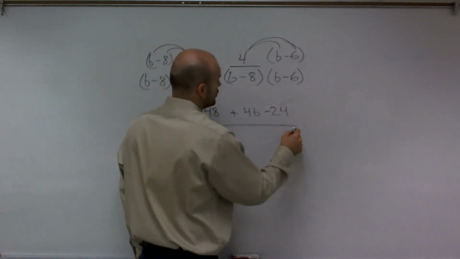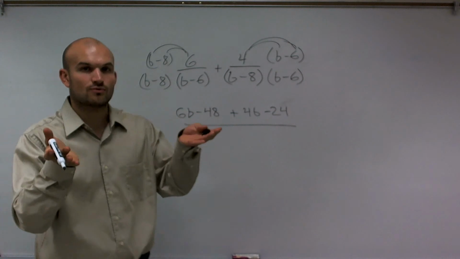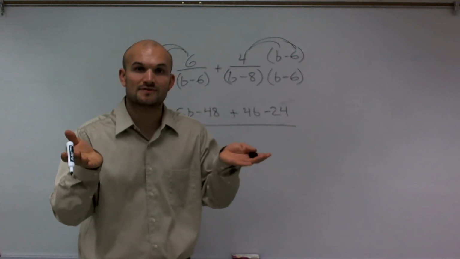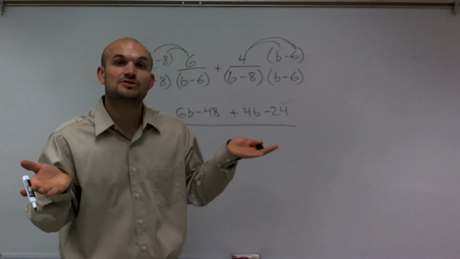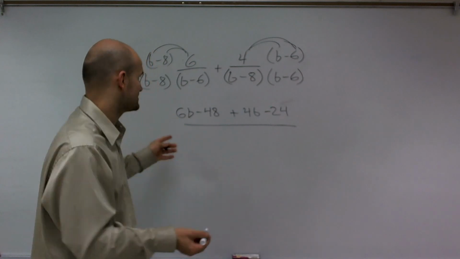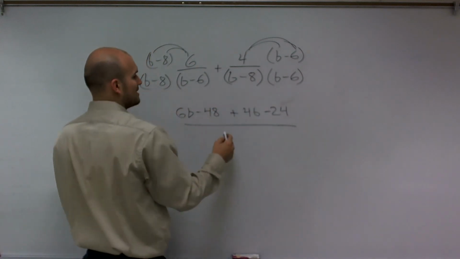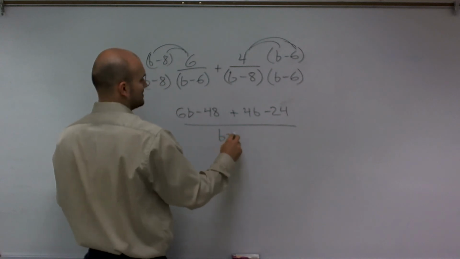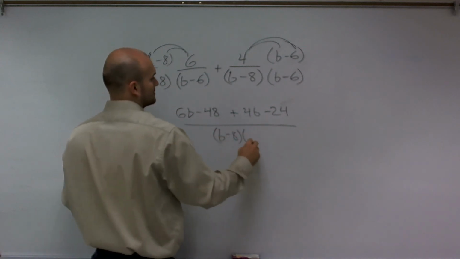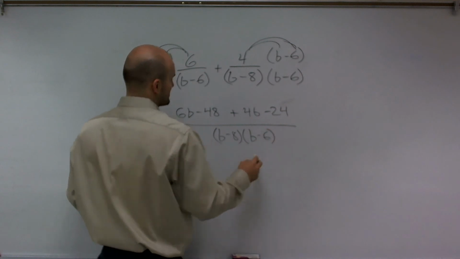And I'm going to write this all over because remember, when I had 4 12ths plus 3 12ths gave me 7 12ths. I was able to combine because they're common denominators. So that's exactly what I'm going to be able to do. I add these together, I combine my common denominators to give me b minus 8 times b minus 6.